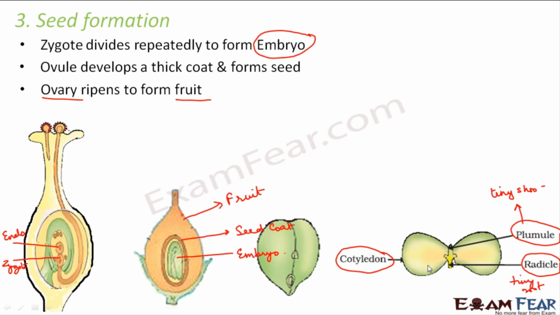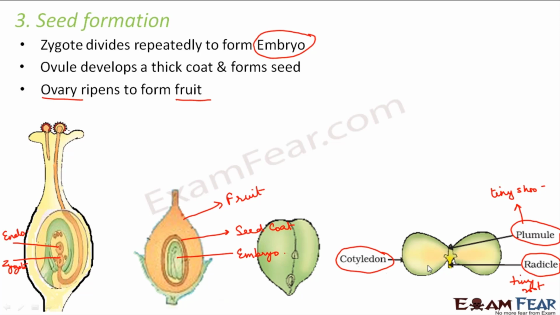So you see, everything is happening stepwise, one after another. First, pollination. So the pollen grains will reach the stigma. Second is fertilization. So pollen grain will travel from stigma to the ovary. It will fuse with the egg and a zygote will be formed. Third step is the zygote will divide repeatedly and it will form an embryo.